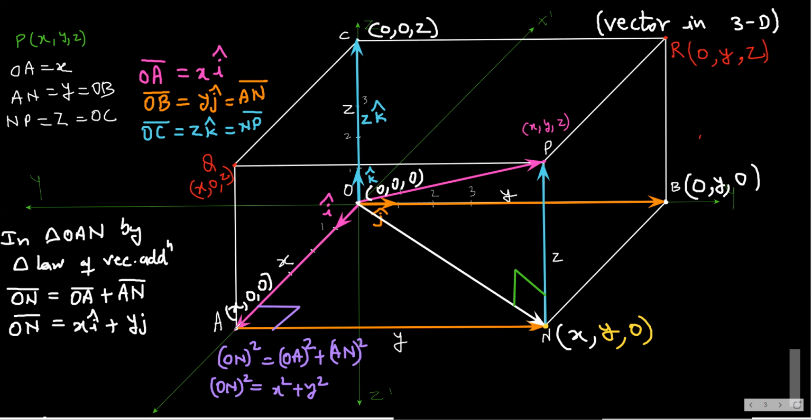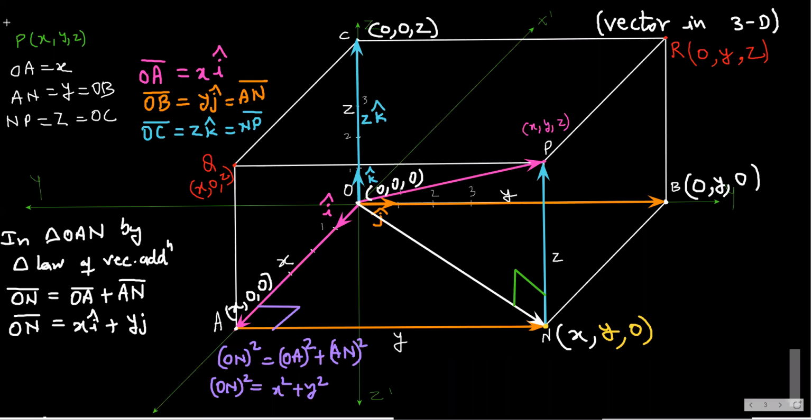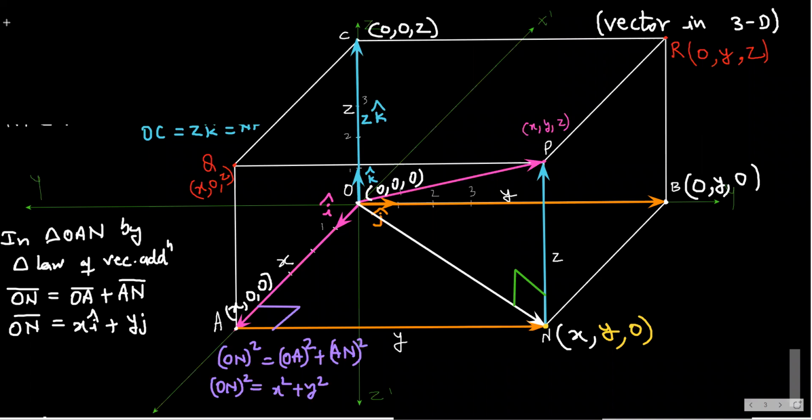Point A is on the x-axis, so its y and z coordinates are both 0. Point B is on the y-axis, so x and z coordinates are 0. Point C is on the z-axis, so x and y coordinates are 0. I will remove this so that you are left only with the diagram.